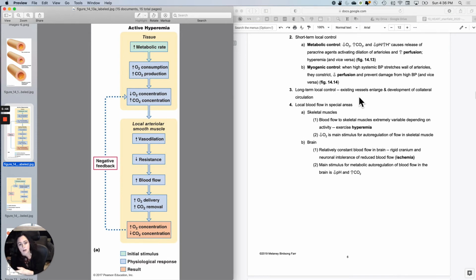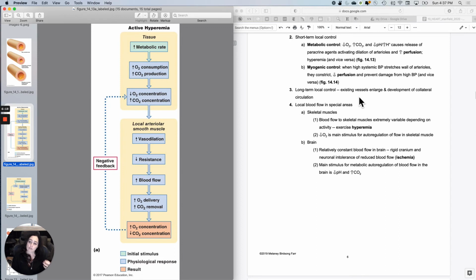Okay, so now let's talk about a few places in the body that really have sort of diametrically extreme needs for blood flow. And again, we're talking about local blood flow needs here. Skeletal muscles are one of them. Skeletal muscles either need a reasonable amount of blood flow or an outrageous amount of blood flow. And so it's really dramatically different depending on whether you're using them right now or not. So, the blood flow to skeletal muscles is extremely variable depending on the activity.